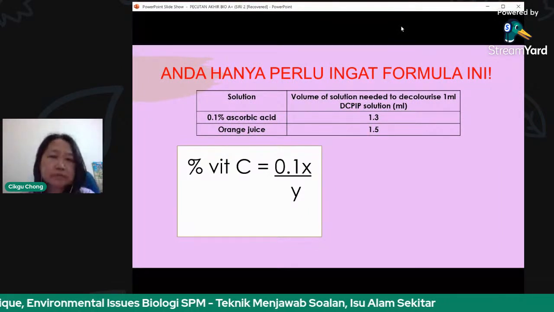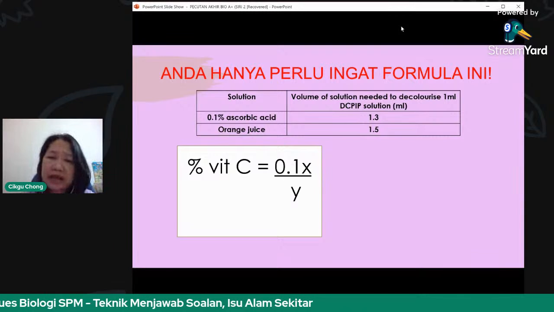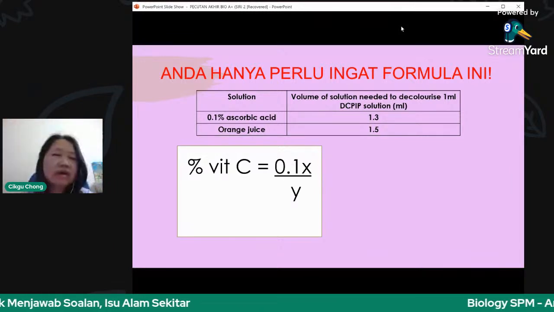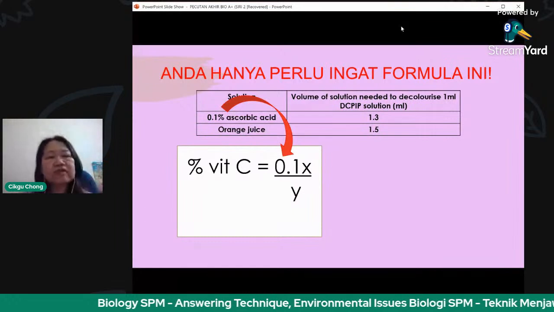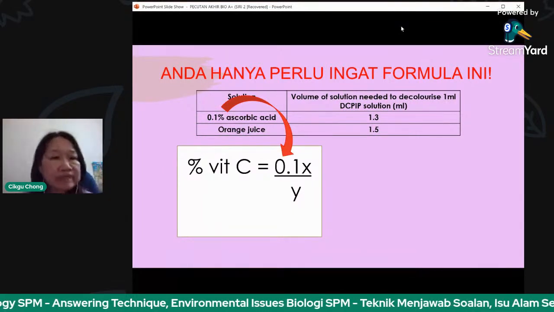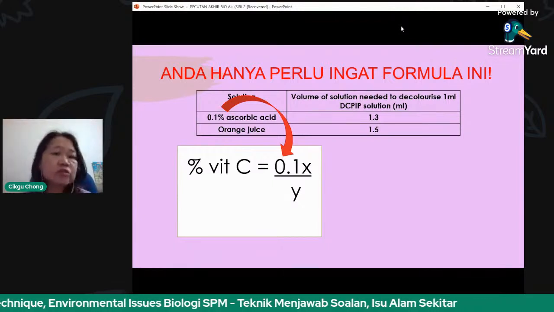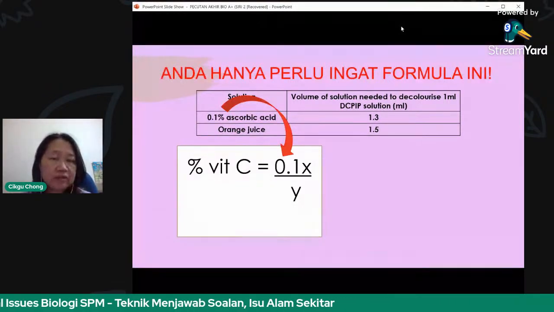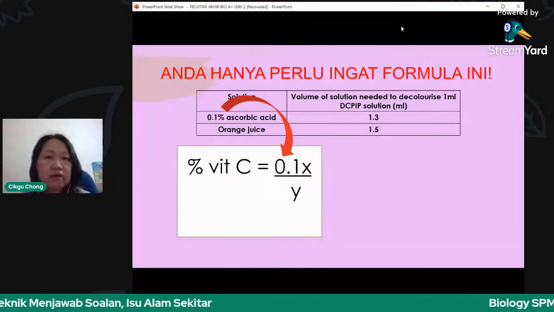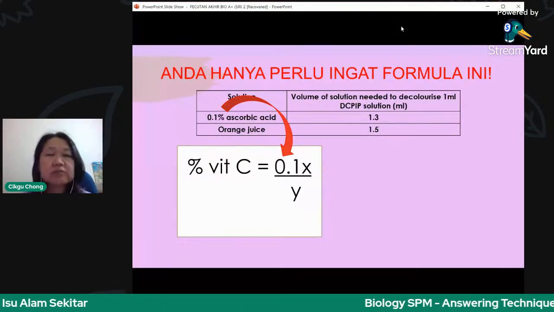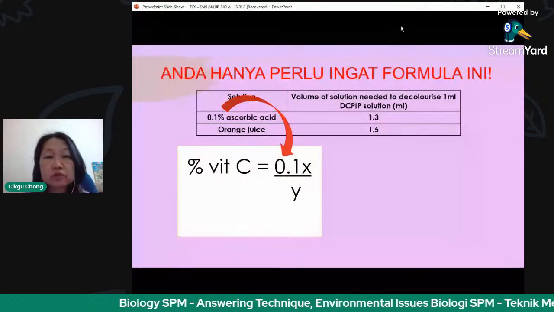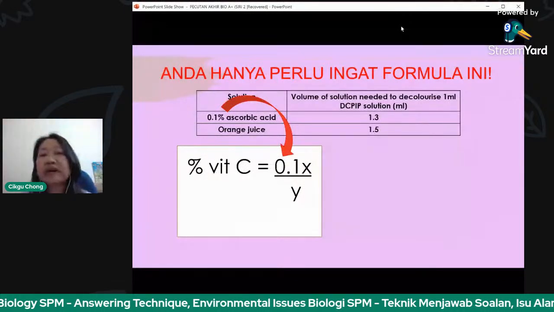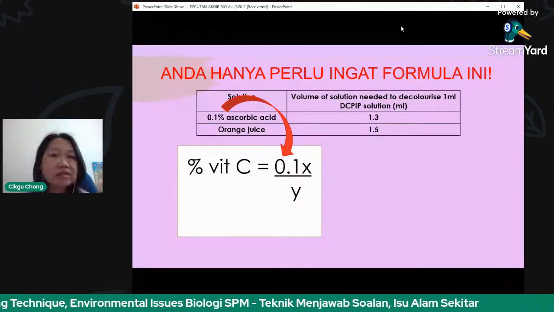Now, what is this 0.1? It refers to the concentration of the standard solution given to you, which is your ascorbic acid. Look carefully: if the question gives you 1% ascorbic acid, then make sure you don't put 0.1 here, you have to put 1. Or if the question gives you 0.5% of ascorbic acid, here must be 0.5. So this 0.1 is not fixed. It refers to the percentage of the ascorbic acid given as a standard, for you to compare with your orange juice.